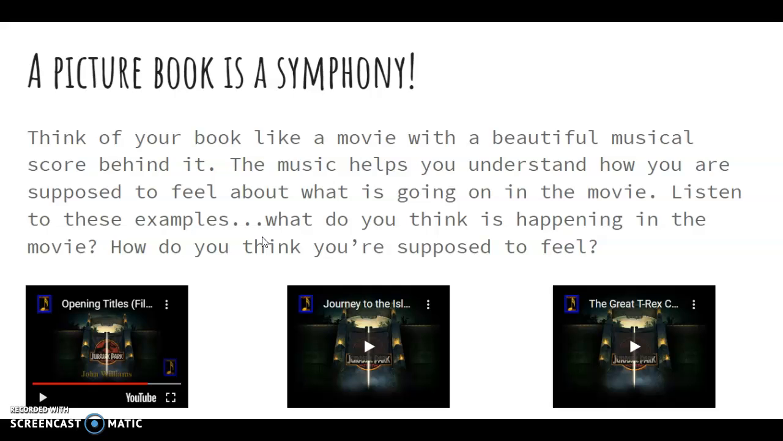That one feels happy and bright and exciting. And so you're not supposed to be scared in this part of the movie. It's supposed to make you excited and happy and joyful about what's going to happen next. And then here is our last example.